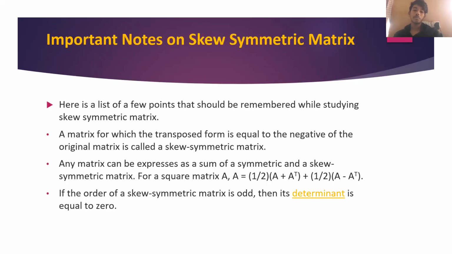Here is a list of a few points that should be remembered while studying skew-symmetric matrix. A matrix for which the transposed form is equal to the negative of the original matrix is called a skew-symmetric matrix. Any matrix can be expressed as a sum of symmetric and skew-symmetric matrix. For a square matrix, A equals 1 by 2 A plus A transpose plus 1 by 2 A minus A transpose. If the order of a skew-symmetric matrix is odd, then its determinant is equal to 0.